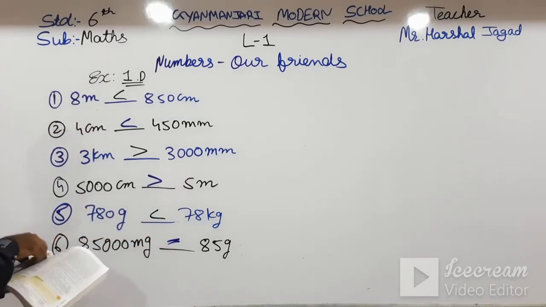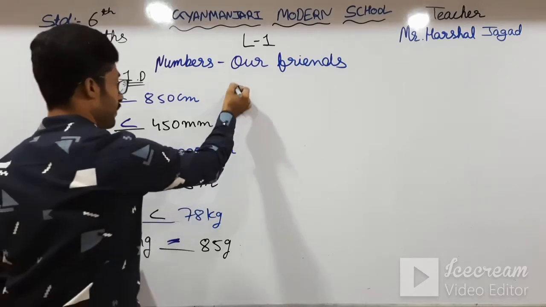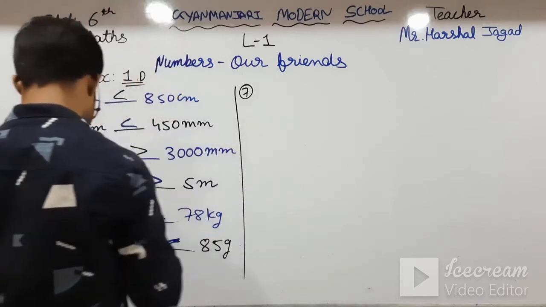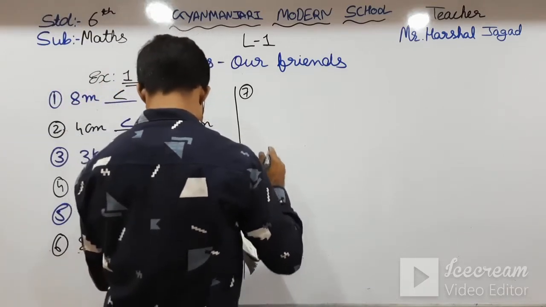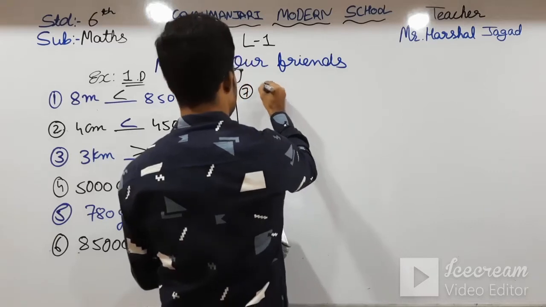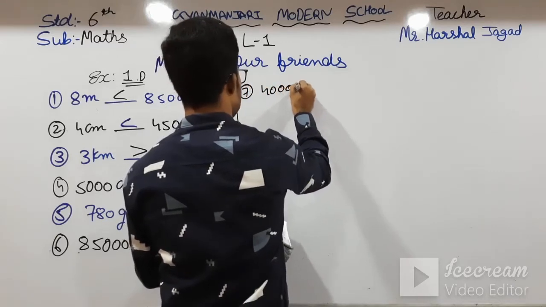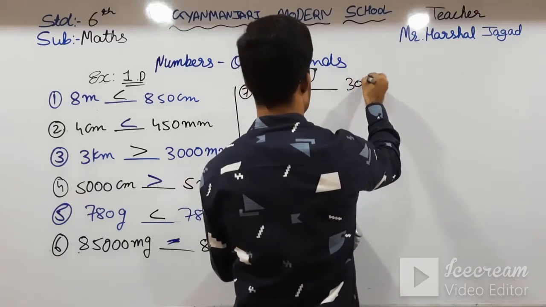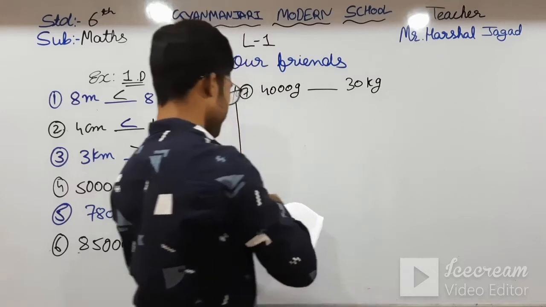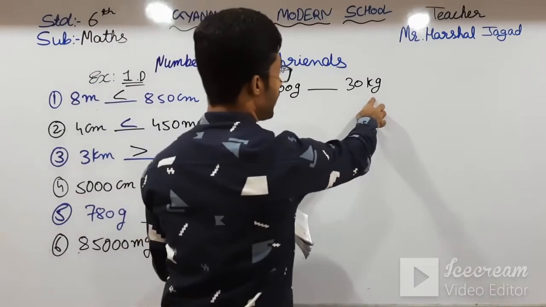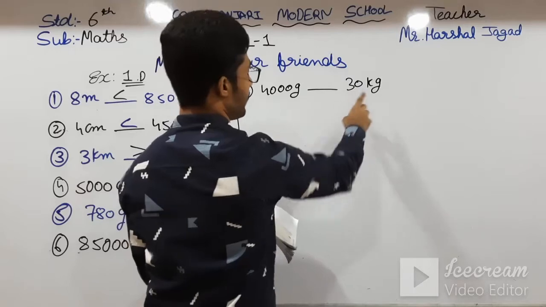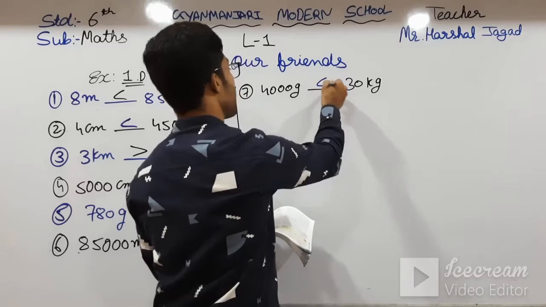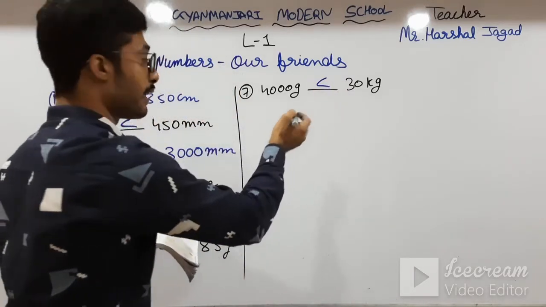Okay students, next, seventh one, that is 4000 gram and 30 kg. So which one is greater? We know 1 kg is equal to 1000 gram, so 30 kg is equal to 30,000 gram. Which one will be greater? So the sign will come, 30 kg is greater.